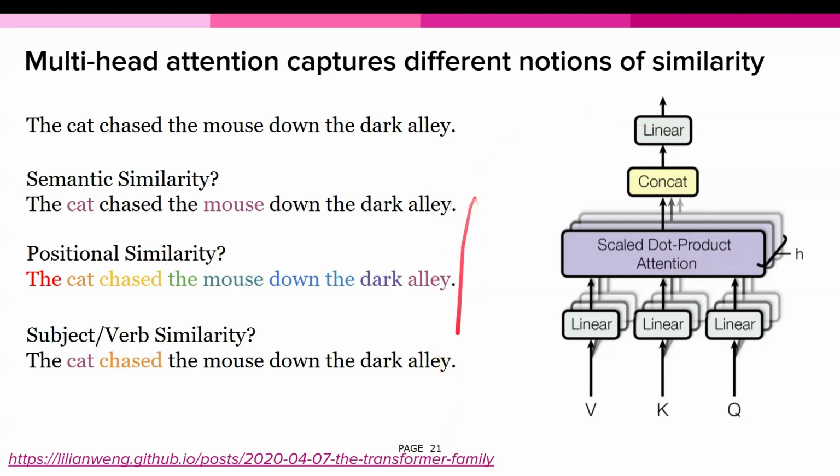So, going back to our example, one attention head might focus on capturing the semantic similarity in the sentence. So it might pay attention to words like cat and mouse because they're both animals and related in that meaning. Another head could focus on the positional similarity, and a third head could focus on the grammatical structure, like the subject-verb relationships.